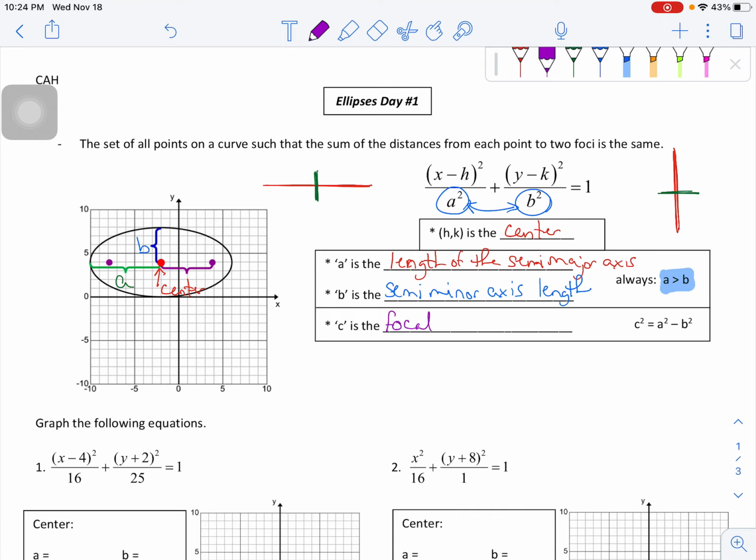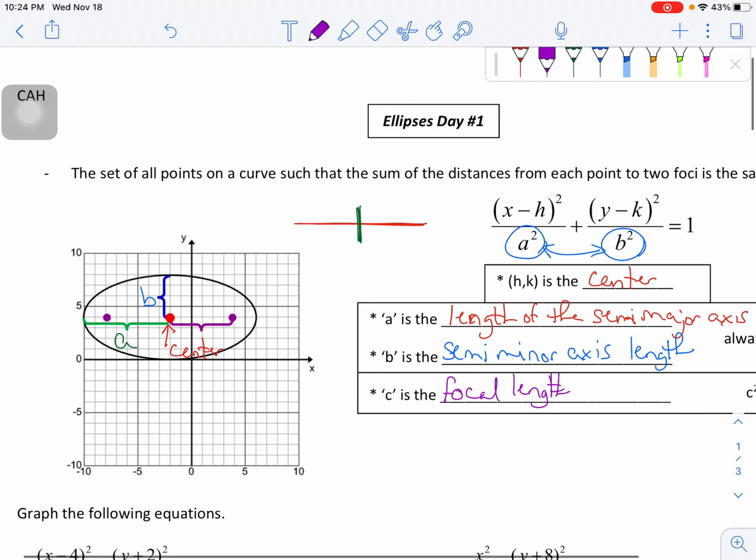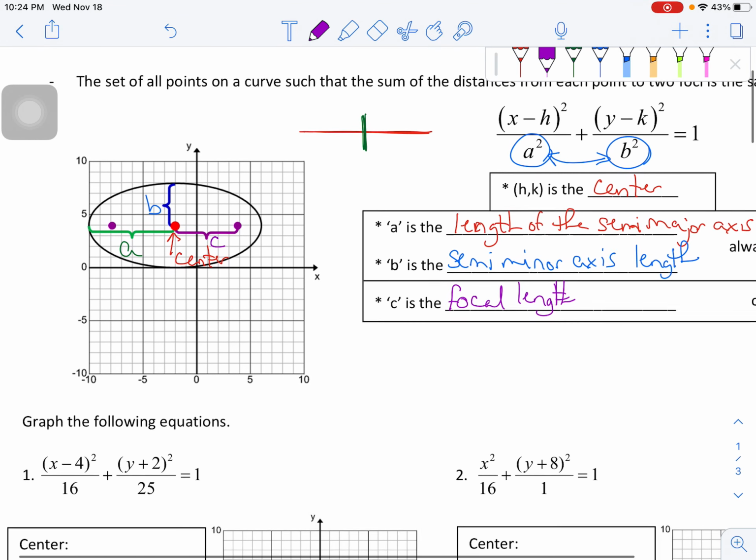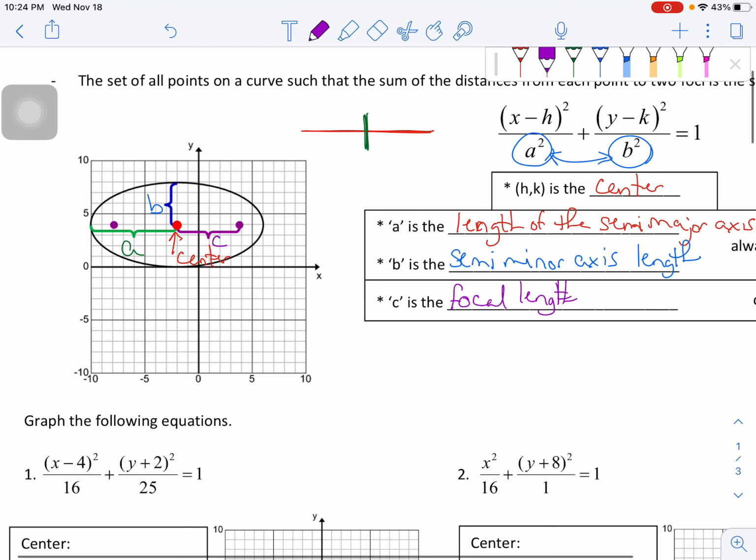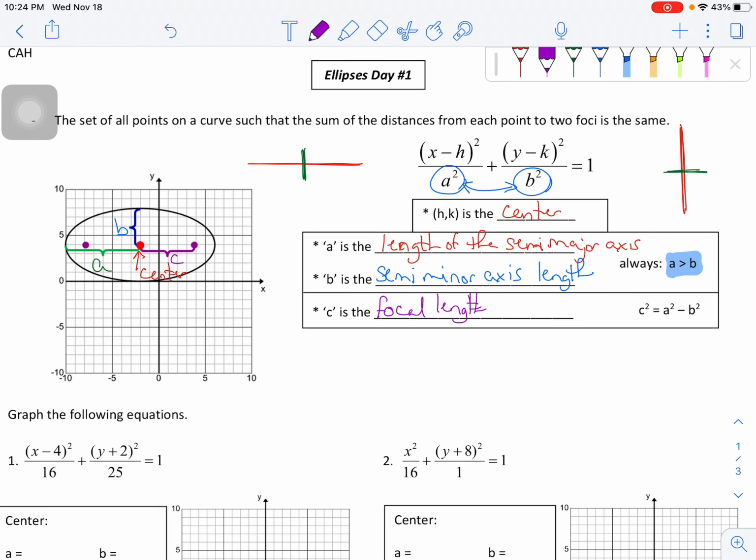C is the last piece here, and that is your focal length, okay? So focal length is going to be from the center to either of the two foci. The foci are equidistant from the center, so either one of them will get you the same focal length. And one other piece of information to know in terms of how A, B, and C are related, C squared is equal to A squared minus B squared. Be very careful with that relationship.